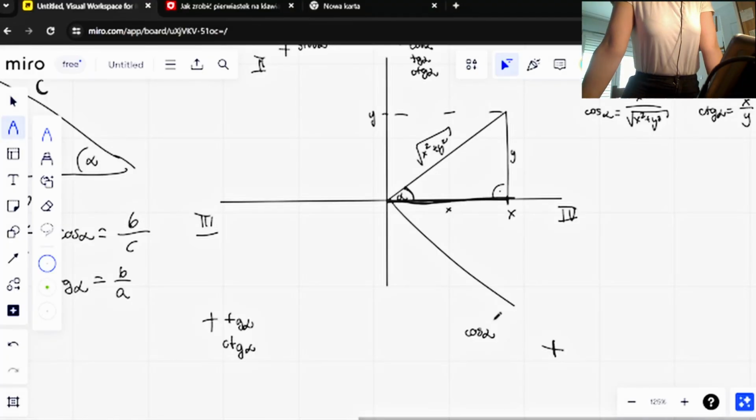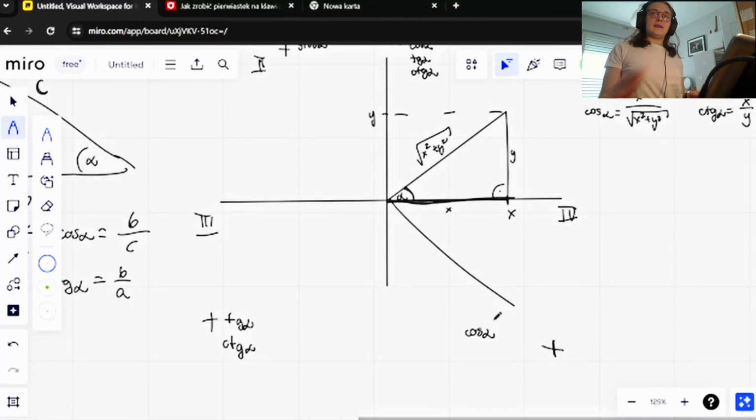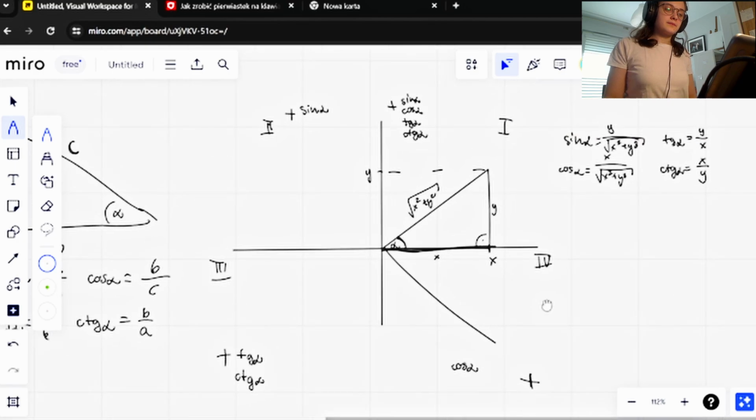Okay, you can just remember that in the first quarter everything is positive. Then we have one for each. And tangens and cotangens are basically the same thing.